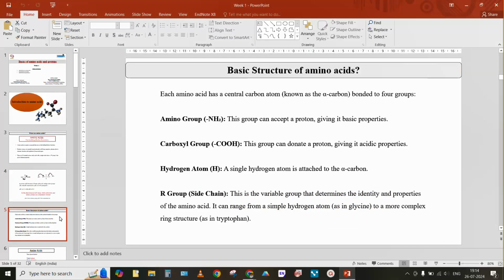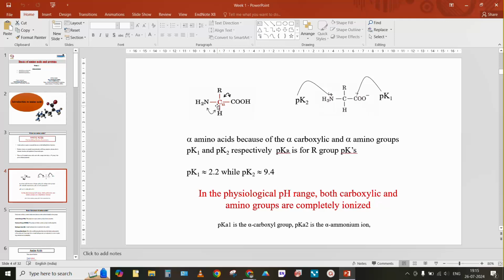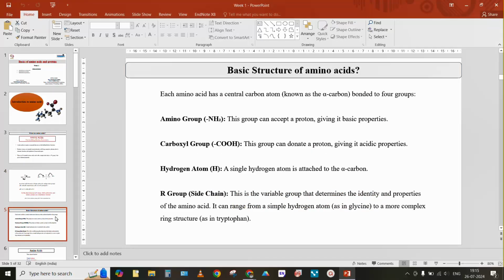Now, the basic structure of amino acids. Each amino acid has a central carbon atom known as the alpha carbon, as shown in this diagram. This carbon is bonded to four groups: the amino group NH2, the carboxylic group COOH, a hydrogen atom, that is the H, and the R group, that is the side chain. The amino group can accept a proton, giving it basic properties, and the carboxylic group can donate a proton, giving the amino acid its acidic property.